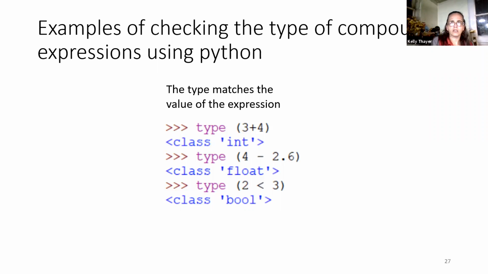So examples of checking the type of a compound expression is very similar to checking the type as I showed you before. So you can do type, and then you can put an expression inside the brackets instead. So here we do 3 plus 4, which will parse to the integer 7, and it will return int. Now here we're going to have an integer minus a float, which will evaluate to a float, and we'll get float out, and this is going to evaluate to Boolean. 2 is less than 3, which will of course be true, but the type of it is going to be Boolean, which is why it returns that.